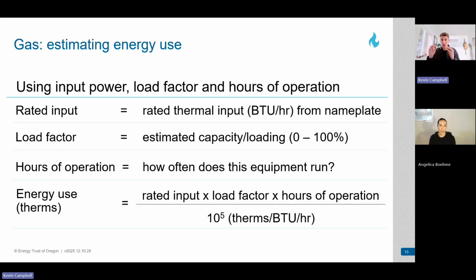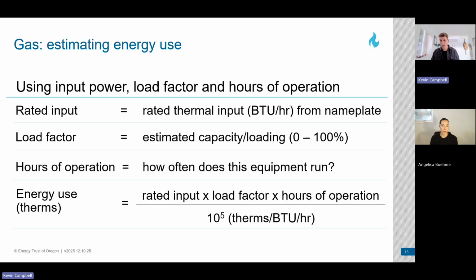And it's not shown on here, but the last step we could take if we wanted to is to convert that energy use into energy costs. And again, we could go to our natural gas bill and figure out our nominal dollars per therm, or you could check in with your Energy Trust representative and see what's a reasonable assumption for your facility for dollars per therm.